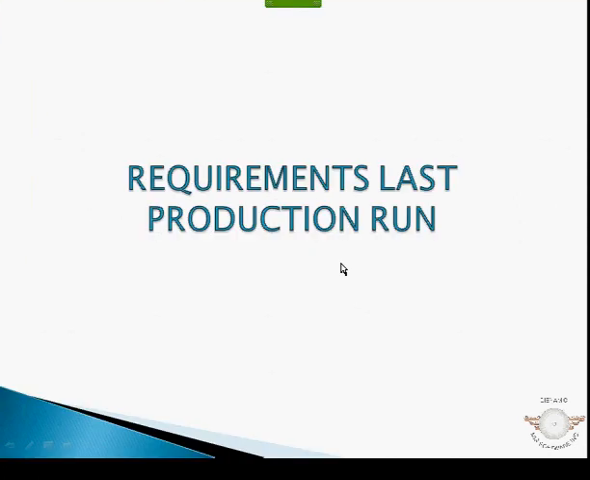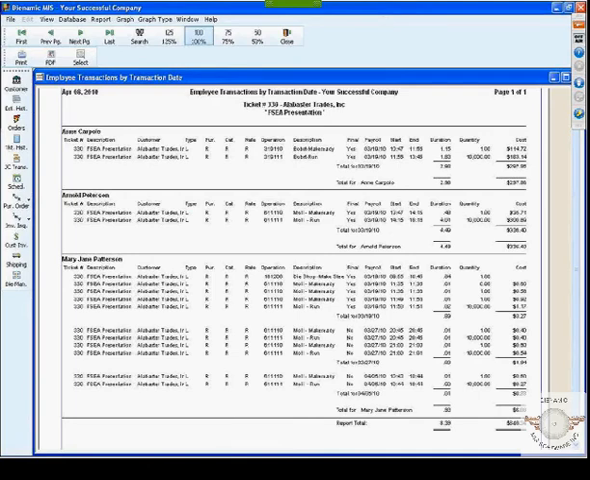We can also get histories of jobs. So if we rerun this job and we want to know what our requirements are based on the last time we ran it, we can certainly pull off reports that show us each employee that worked on that job last time it was in the plant, and it will show us the employees, the number of hours, and the costs associated with each task.